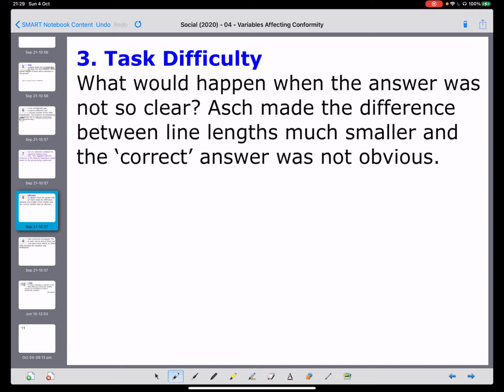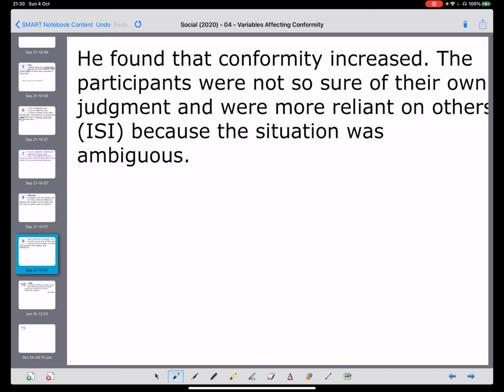So this is the second opportunity for us to go back to our notes and the PEC paragraph on informational social influence and use Asch as an example of showing how when the task gets more difficult, the participants conform more. So what he did this time is instead of the lines being really obvious in terms of their lengths, he made them quite similar. And what he showed was that conformity increased when the task got more difficult, and we can attribute this to informational social influence.